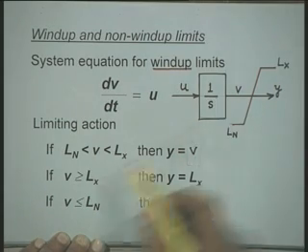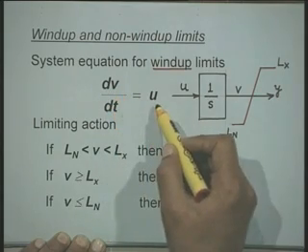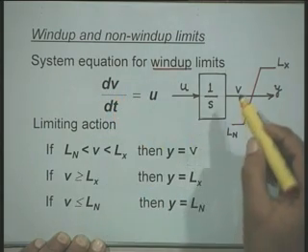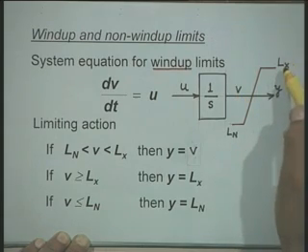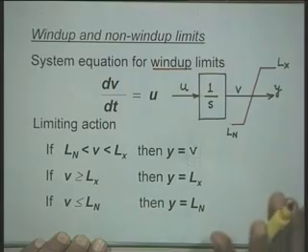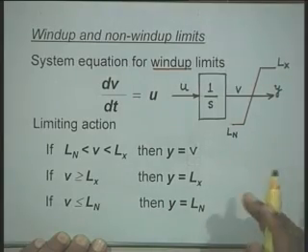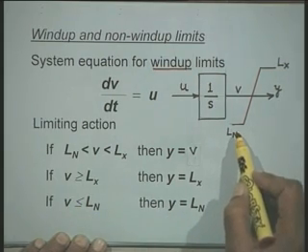Okay, this derivative dv by dt equal to u, when it is solved, if you get the signal v, and it exceeds this upper limit Lx, then the output will be set equal to Lx. This is very simple. The basic concept of the limiter is that if the signal is exceeding, then we set it to the upper or lower limit. Similarly, if V is less than or equal to Ln, we set it to the lower limit Ln.